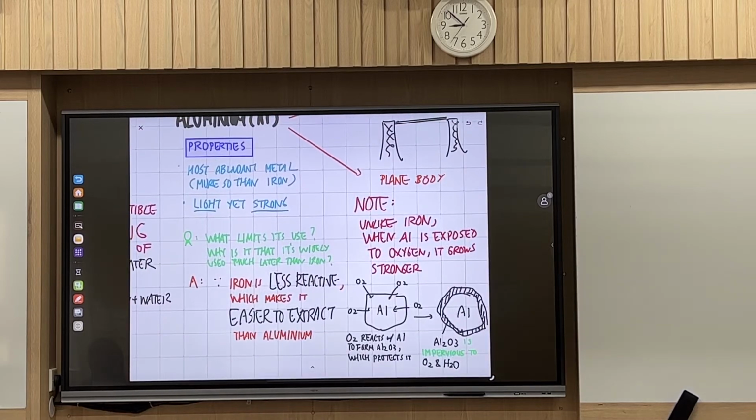So this is not a weakness, but more like a strength of aluminum. And the only disadvantage to using aluminum is its price in extraction. You need to use very expensive electricity to extract it from its ore. So that's the only downside to using it.